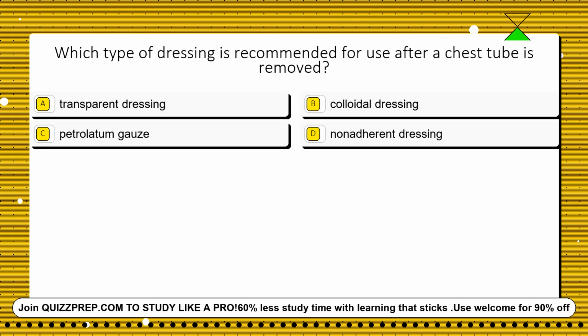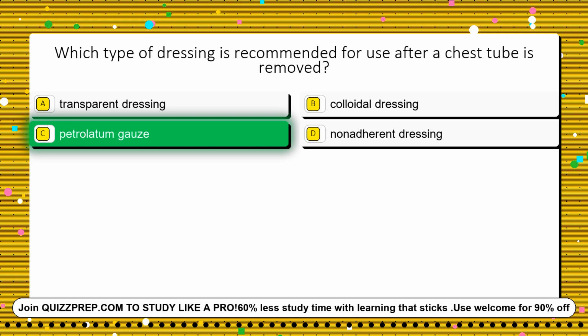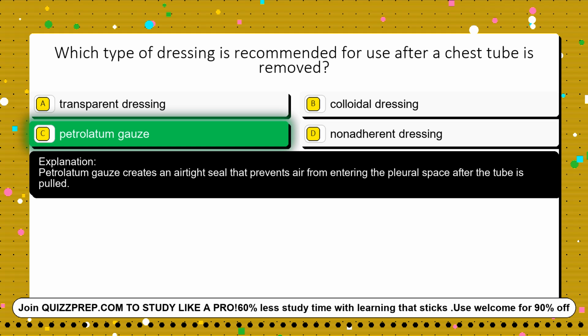Question 105. Which type of dressing is recommended for use after a chest tube is removed? Option A. A transparent dressing. Option B. Colloidal dressing. Option C. Petrolatum gauze. Option D. Non-adherent dressing. The correct answer is option C. Petrolatum gauze. Petrolatum gauze creates an airtight seal that prevents air from entering the pleural space after the tube is pulled.